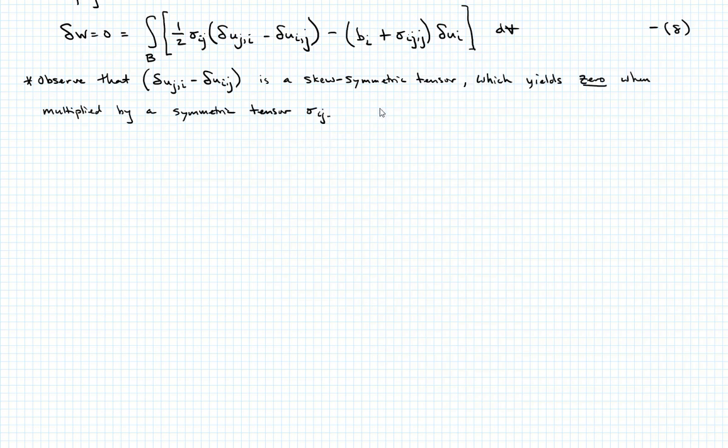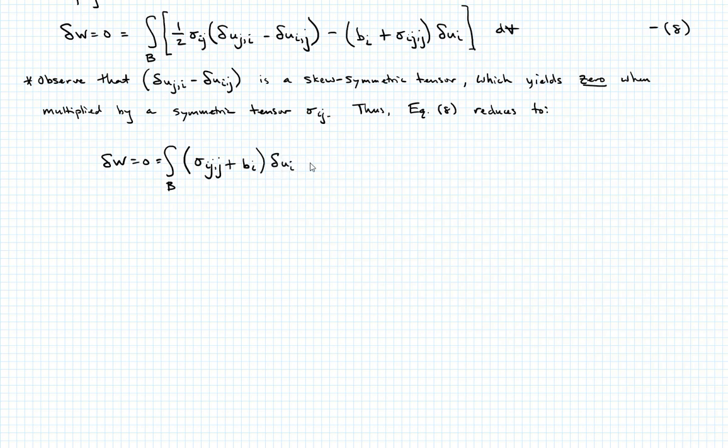So equation 8 reduces to delta W equals 0, which equals the integral over the body. I can drop the negative because I can just multiply through by a -1. And now I'm left with sigma ij,j plus b_i, delta u_i dV, right? Call that equation 9.